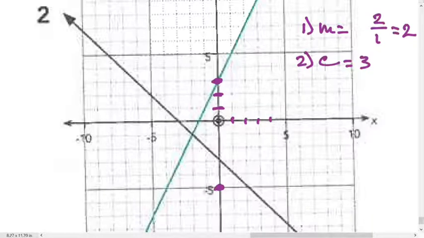Wait, what are those dots? That was just me counting. Right. Don't worry about them. Okay?